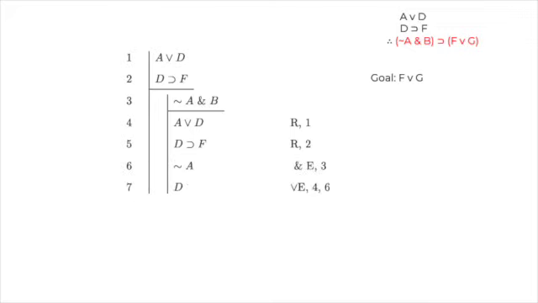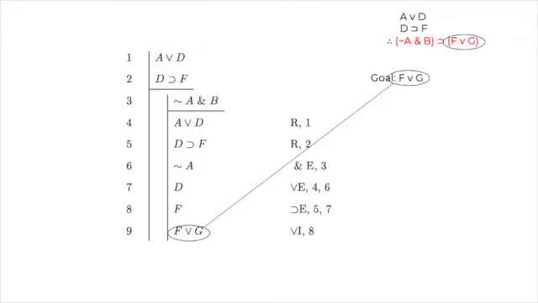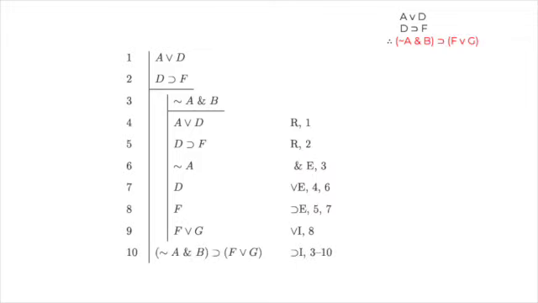We then do the reiterations to be able to exploit the premises. Extract not A from 3 and get D from 4 and 6. Then we get F by conditional elimination from 5 and 7. And then we form F or G from F by disjunction introduction. And so we have reached our goal. We close our subderivation. We write the conditional that has our assumption as its antecedent and the last line of our subderivation as its consequent. And we write the relevant justification.